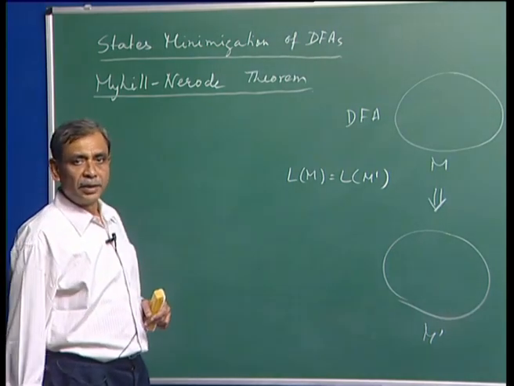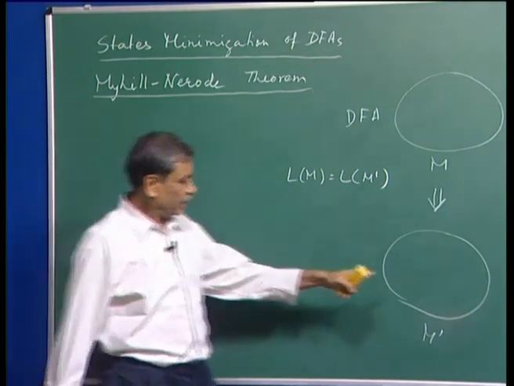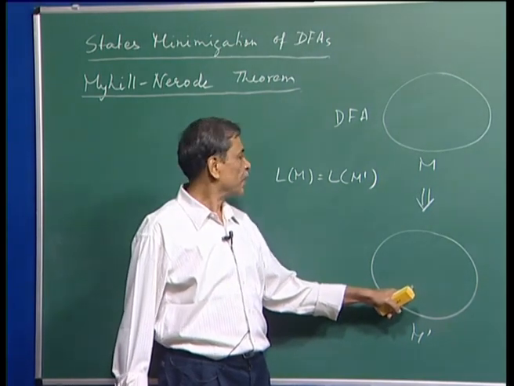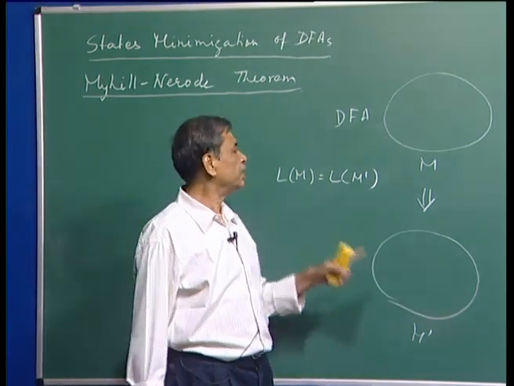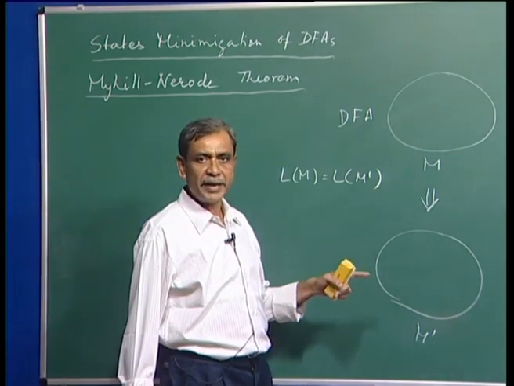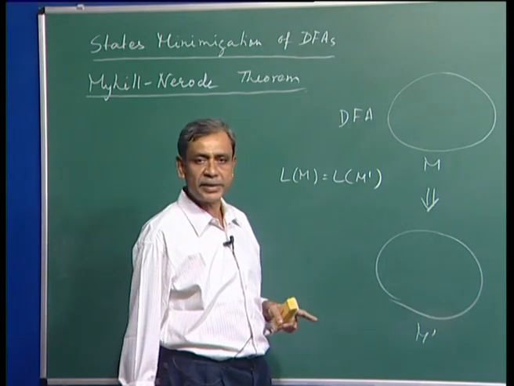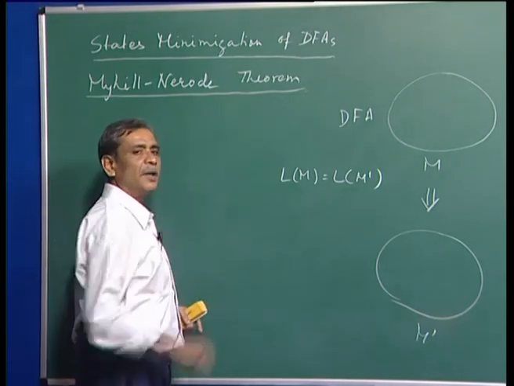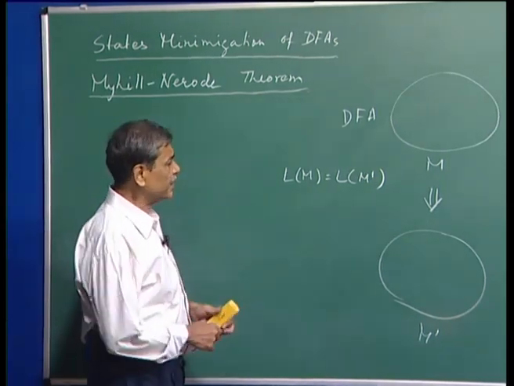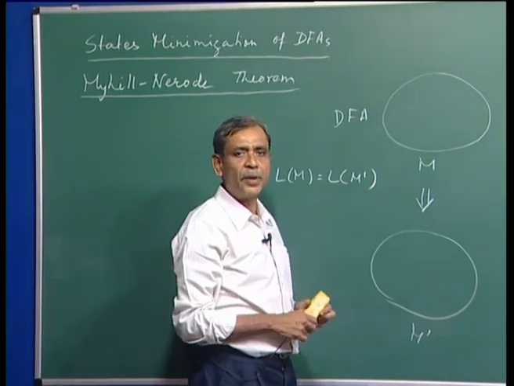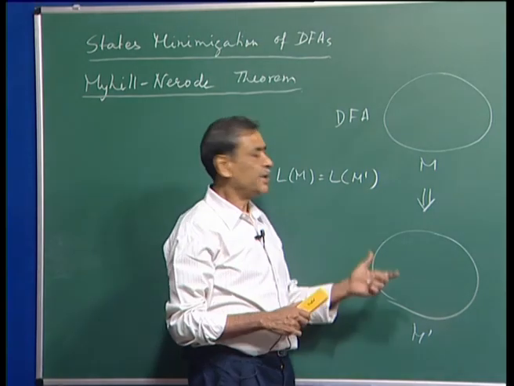Further, this new DFA M dash is such that there can be no other DFA with states smaller than the number of states in this machine M dash to accept this same language. So, in that sense, we will be able to minimize the number of states required for a DFA to accept a particular language.